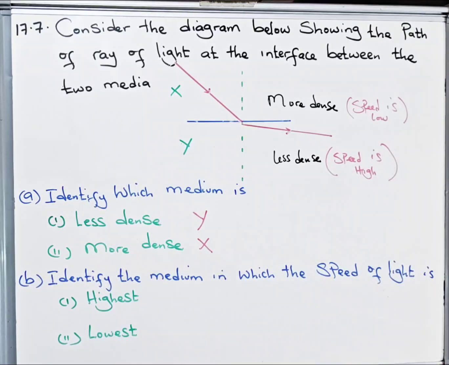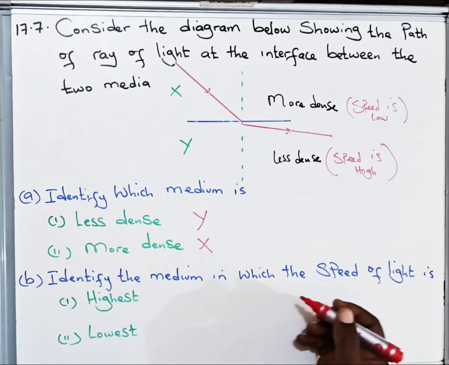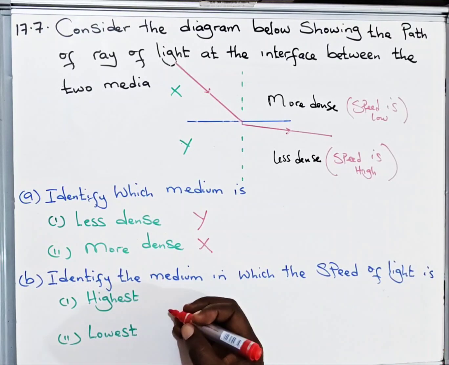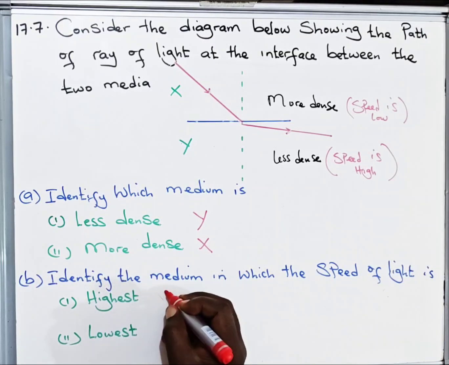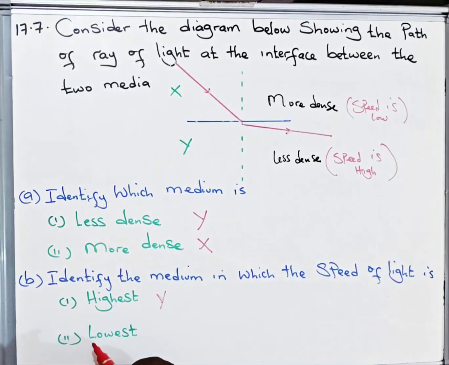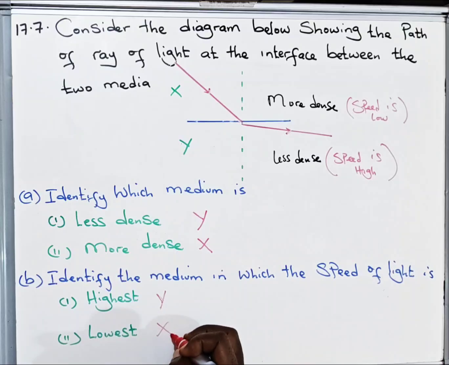So let us answer this question. They say, identify the medium in which the speed of light is highest. The answer is Y. In which medium is the speed the lowest? Answer is going to be X.